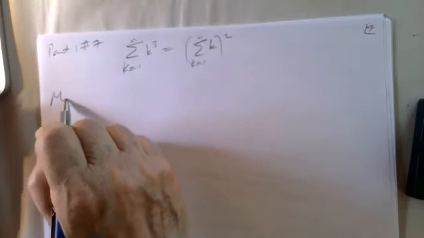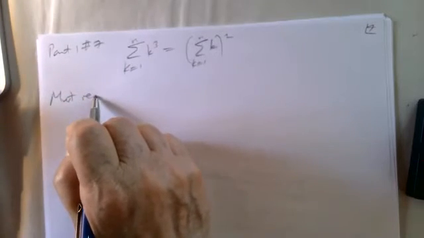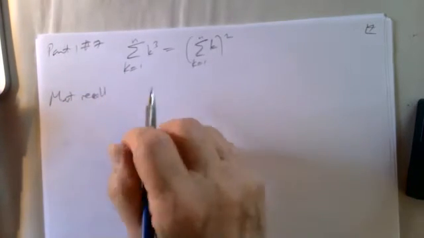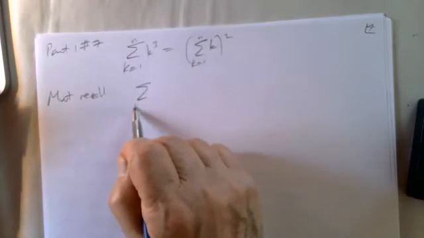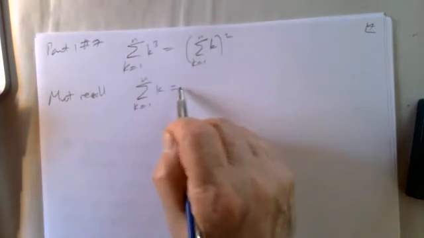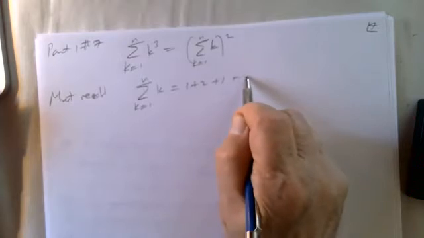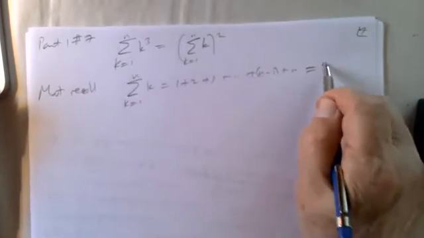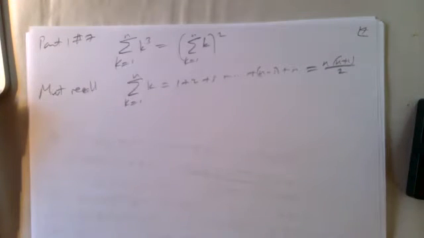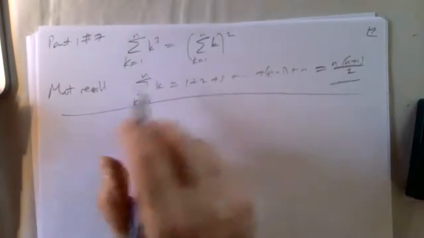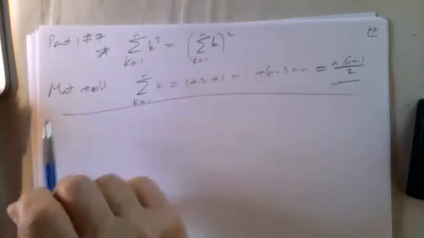So what you must recall, we proved this by induction, is that if you take the sum of the first n integers, 1 plus 2 plus 3 up to n minus 1 plus n, this is equal to n times (n plus 1) over 2. You can prove this by induction, for example. So you have to know this. So we want to prove this statement by induction.